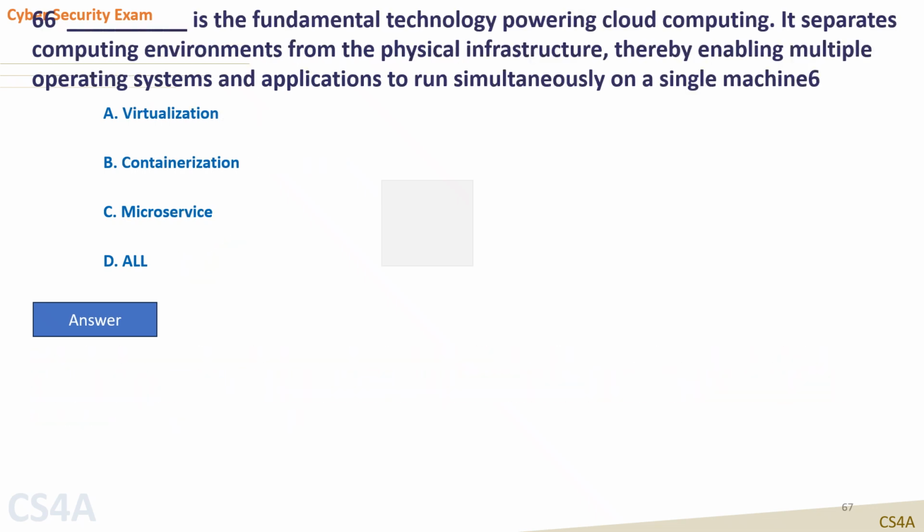Here the question is, what is the fundamental technology powering cloud computing? It separates the computing environment from physical infrastructure, thereby enabling multiple operating systems and applications to run simultaneously on a single machine. So here virtualization is the correct one. Containerization and microservice are not correct, because containerization is a type of virtualization in which the application components are bundled together in a single container image and run in an isolated environment. And microservice is a type of architecture where the software is composed of smaller independent services. So the answer A is the correct one.